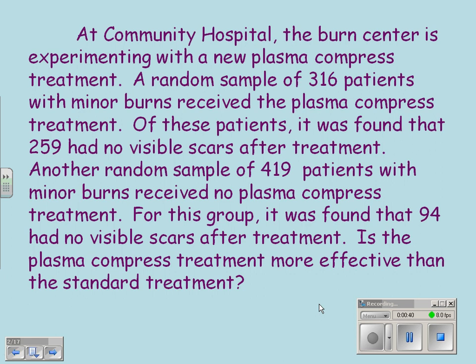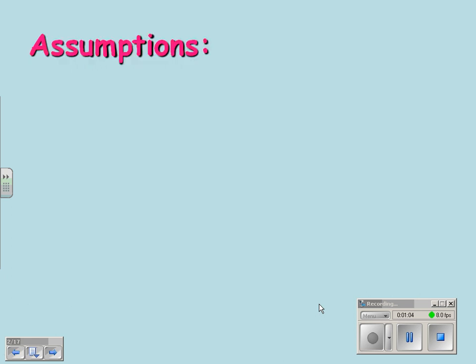Another random sample of 419 patients with minor burns received no plasma compress treatment. For this group, it was found that 94 had no visible scars after treatment. So the question that we're being asked to determine is: is the plasma compress treatment more effective than the standard treatment? And so you can see why this is a proportion problem, because we're talking about what proportion of the patients had visible scars after treatment.